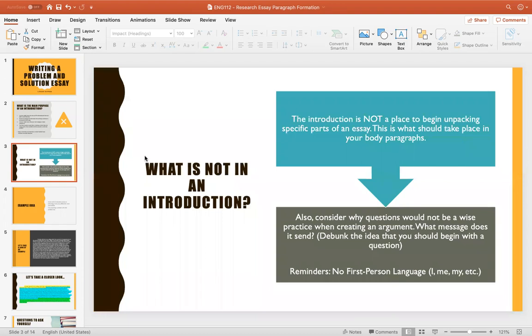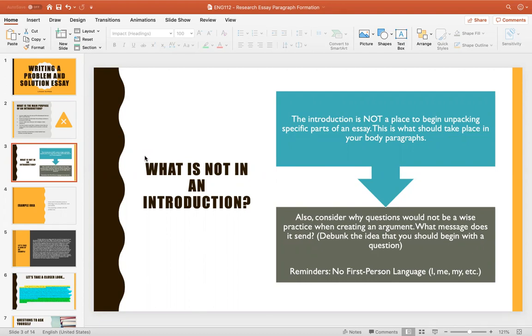So, what is not in an introduction? The introduction is not a place to be unpacking specific parts of the essay. This is what should take place in your body paragraphs. Also, consider why questions wouldn't be a wise practice when you're starting an argument. We need to debunk this theory that you should always start with a question and that that's a way to hook your audience. Think about your purpose.